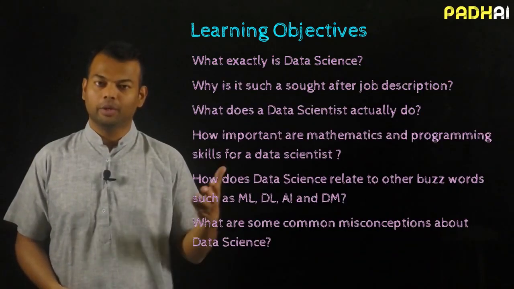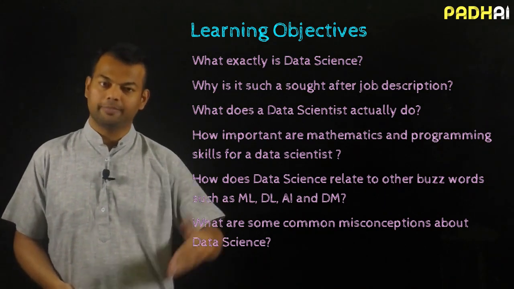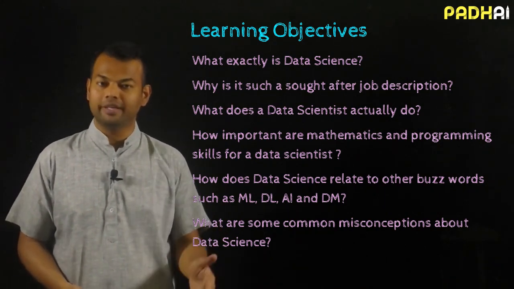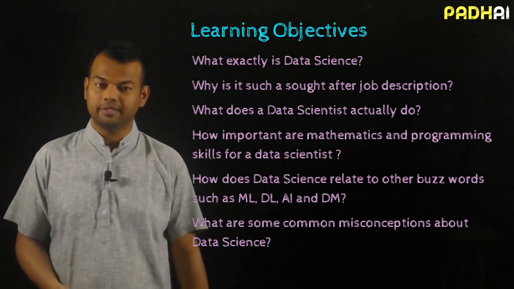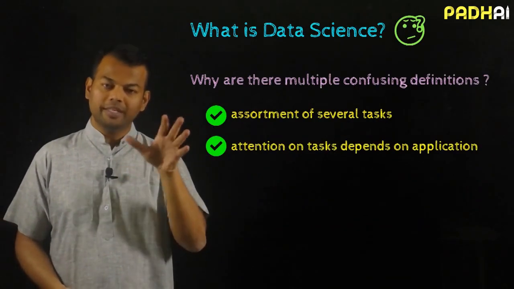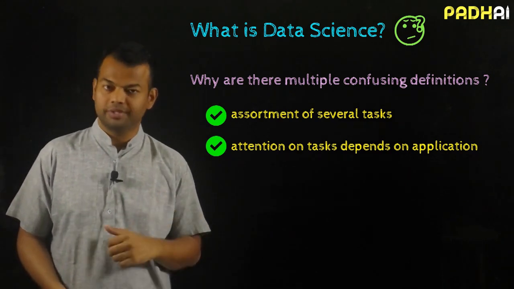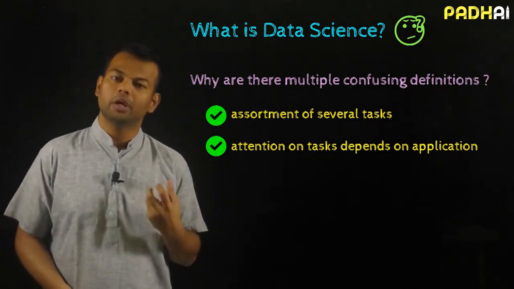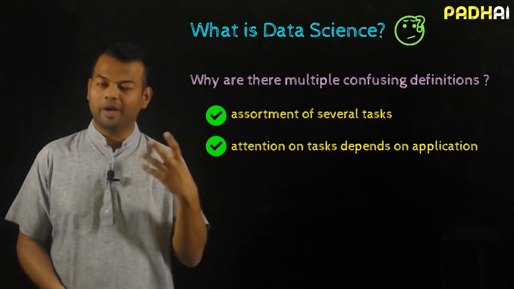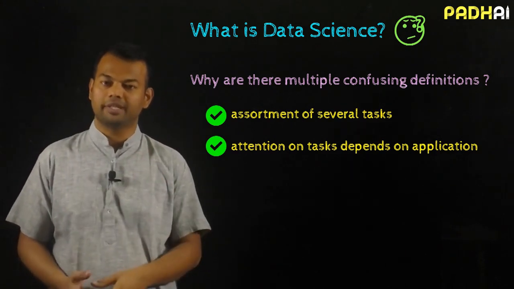Welcome back. So we were looking at the learning objectives and, as promised, the first question that we want to address is: what exactly is data science? Before we start answering this question, it is important to understand why there is so much confusion. Something so popular, why is there so much confusion around it? Why is there no clear understanding of what data science is?